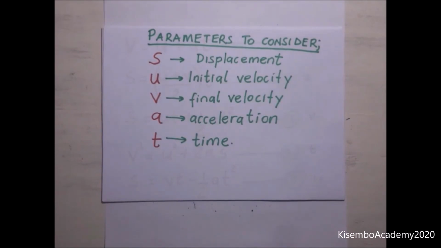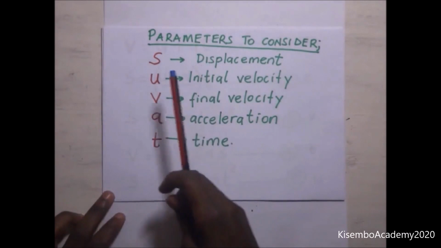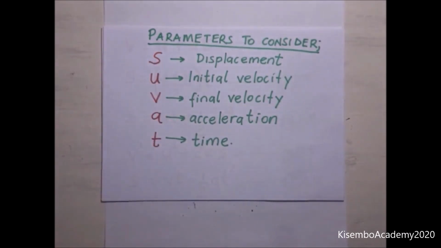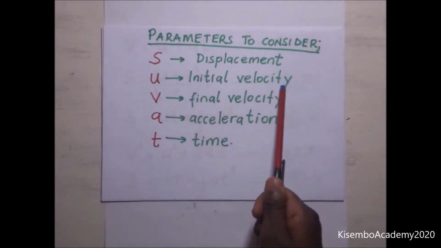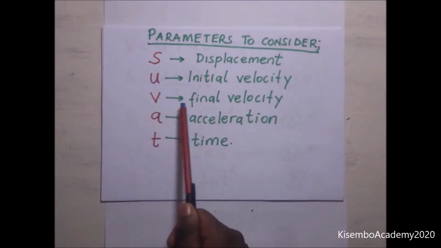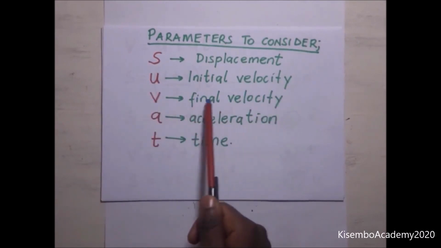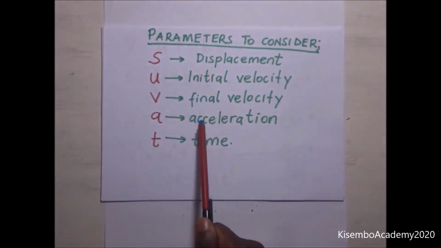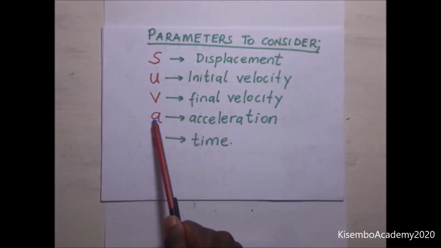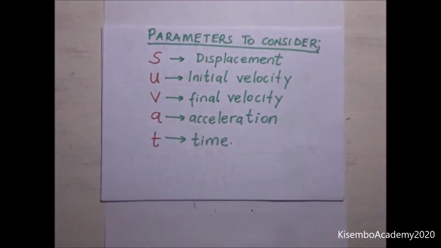To begin with, the parameters we are going to consider are displacement, which is going to be denoted by S. We have the initial velocity, which will be denoted by U. We will have the final velocity, which is denoted by V. Then we will have the acceleration denoted by A, and then the time denoted by small t. Now, what are these equations that we are trying to derive? The equations of motion are basically 5.